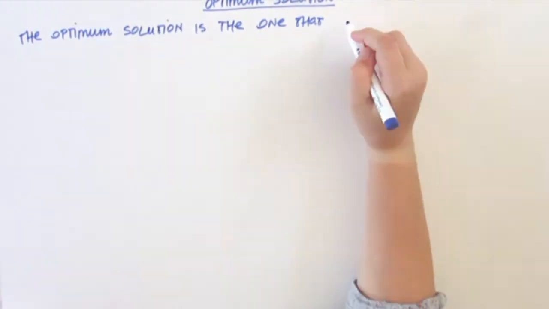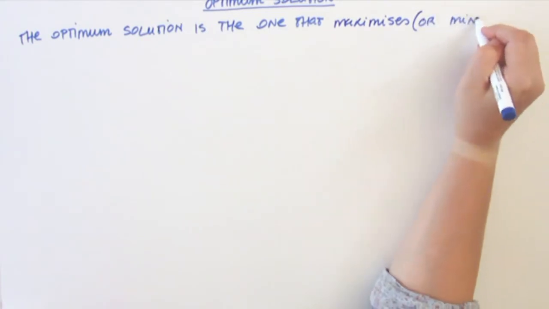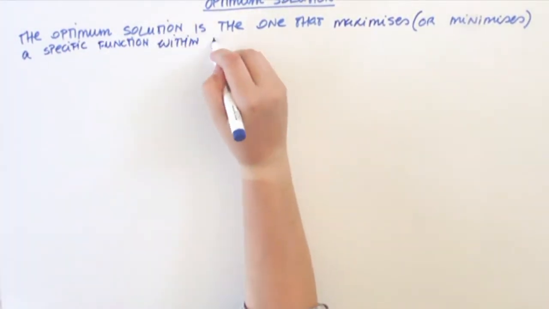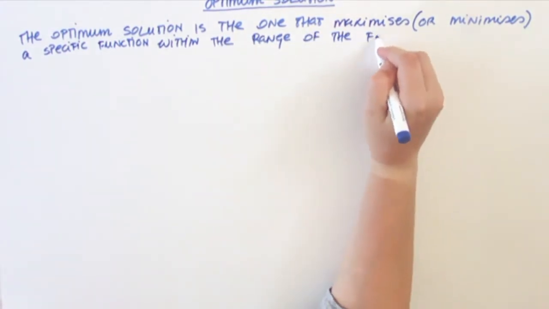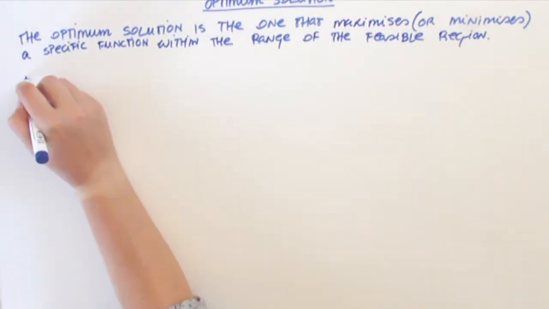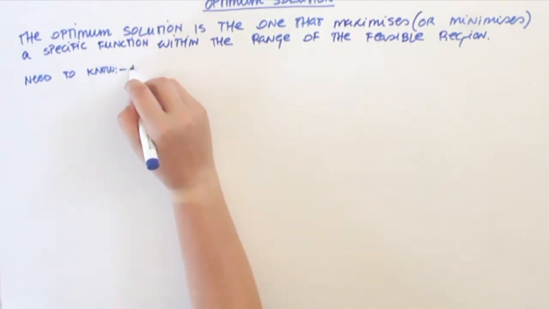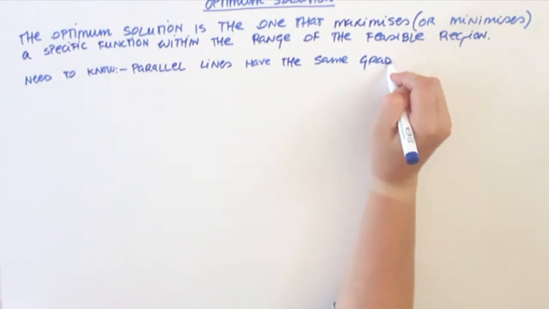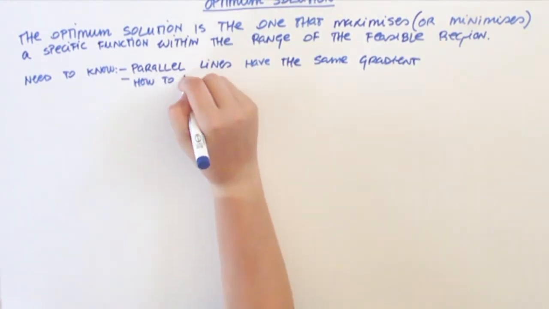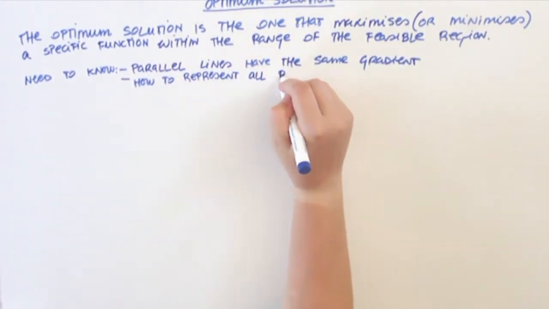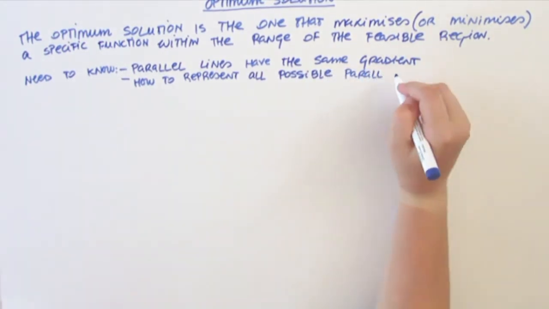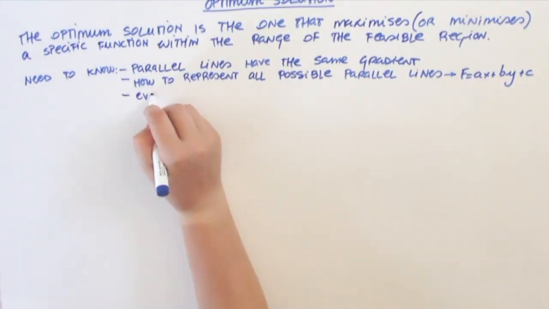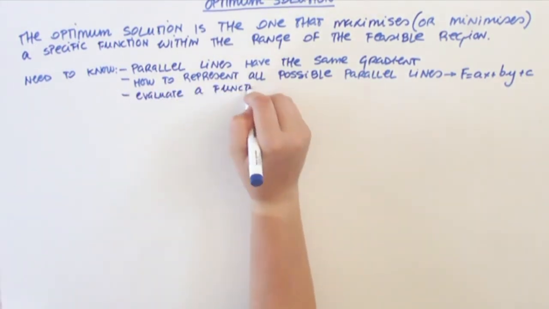Now the optimum solution is the one that maximizes or minimizes a specific function within the range of the feasible region. So before I start, I need to know that parallel lines all have the same gradient. I need to know how to represent all the possible parallel lines, which is a function that looks like f equals ax plus by plus c. Remember that a, b, and c are coefficients, they represent numbers. I need to know how to evaluate a function and to graph linear equations.